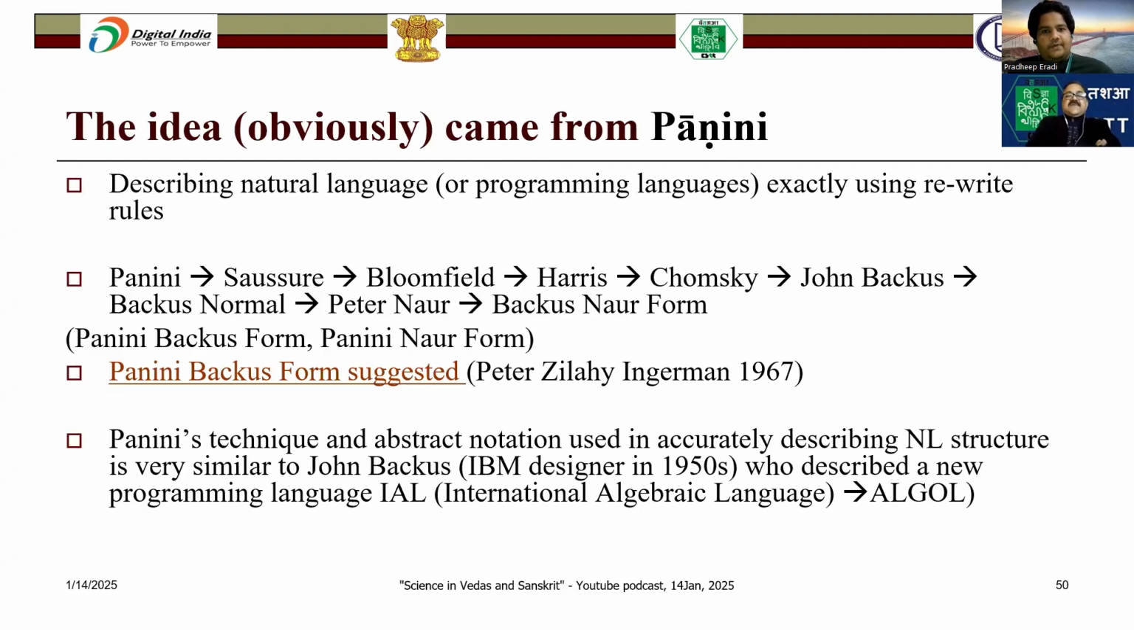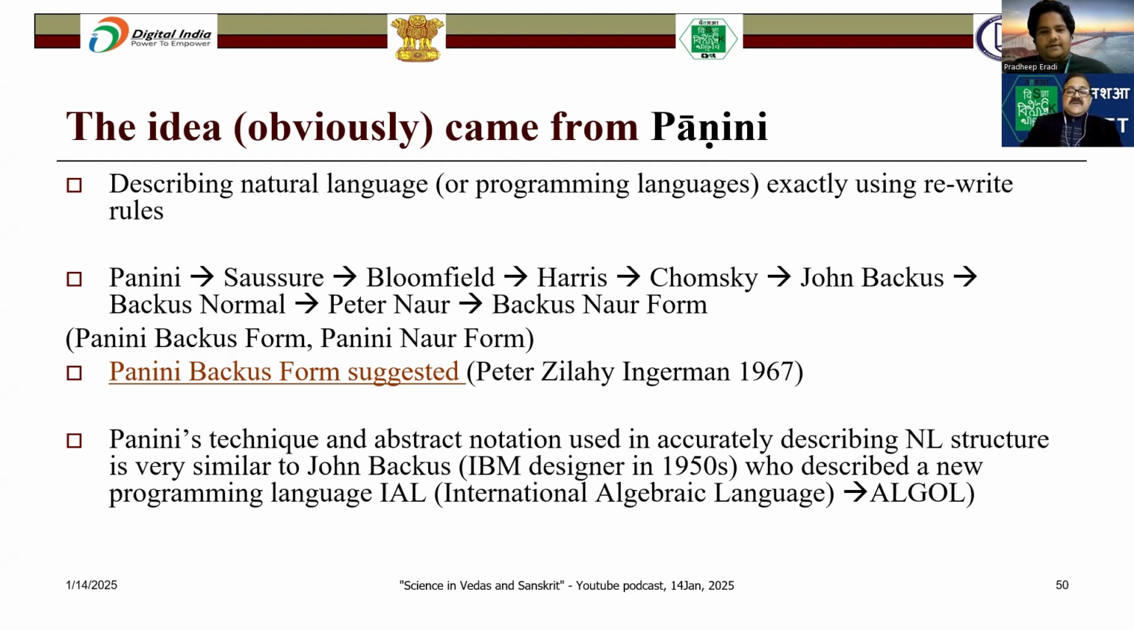So the idea obviously came from Panini, and there is someone who actually wrote a letter to ACM. I'll show you that letter. So describing natural language or programming language, whether the language is natural or artificial, exactly using the right rules. If you are able to describe an expression unambiguously using the right rules, that is what AI machines want, basically. So Panini to Saussure to Bloomfield to Zellig Harris to Noam Chomsky to John Backus, to Backus Normal Form to Peter Naur, and Backus-Naur from BNF. So it was actually called PBF, Panini Backus Form, and also Panini Naur Form, but eventually it became BNF.